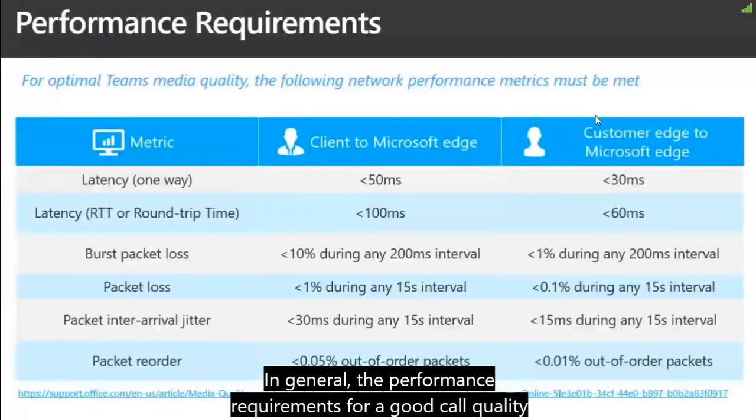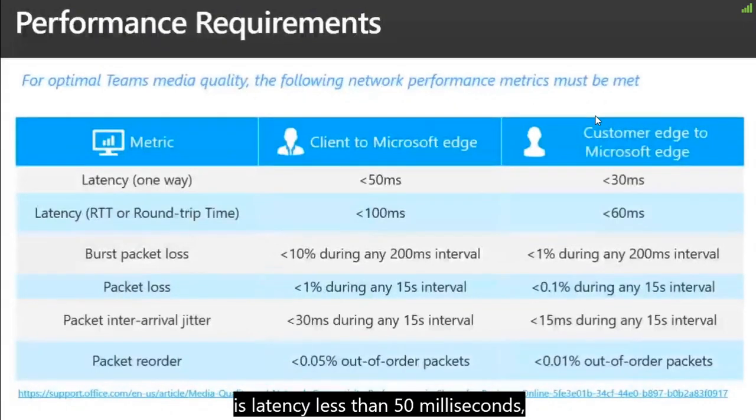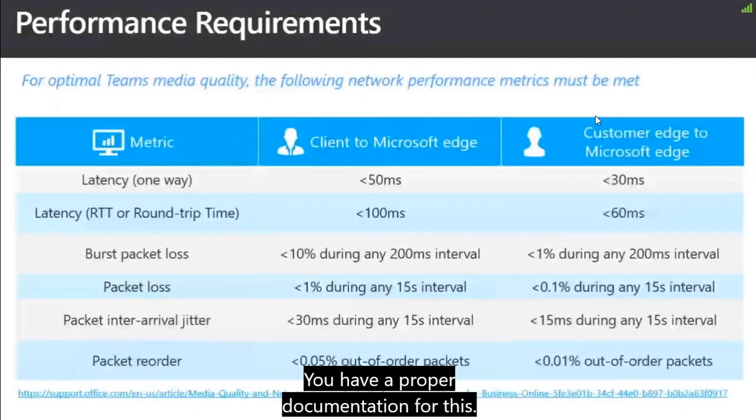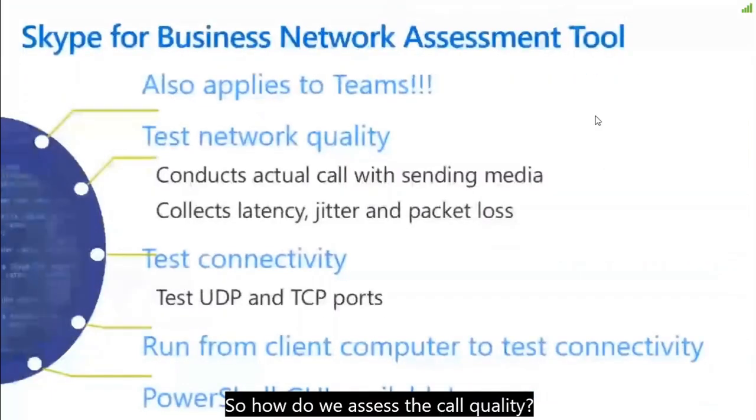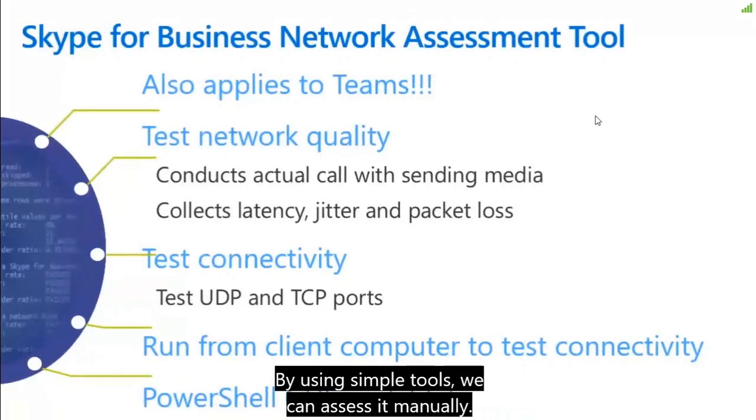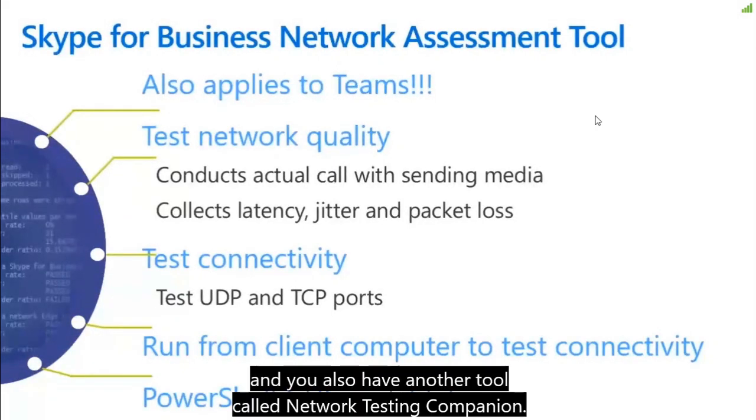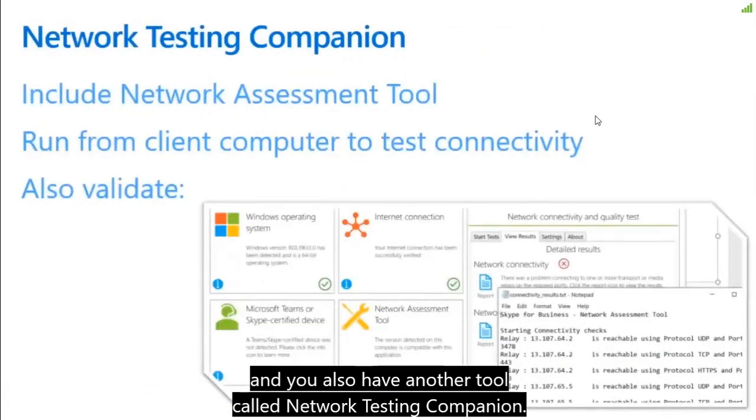In general, the performance requirements for good call quality are latency less than 50 milliseconds, packet loss less than 1%, and so on. You have proper documentation for this. So how do we assess the call quality? By using simple tools, we can assess it manually. We have something called the Skype for Business Network Assessment Tool, and we also have another tool called Network Testing Companion.